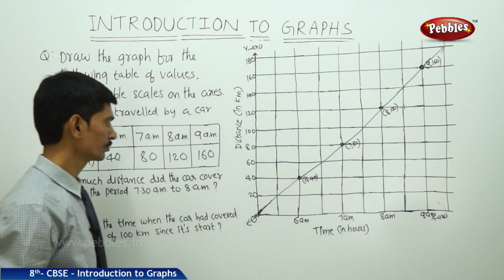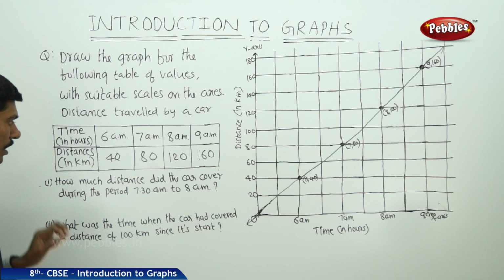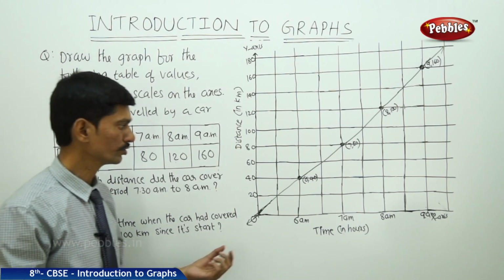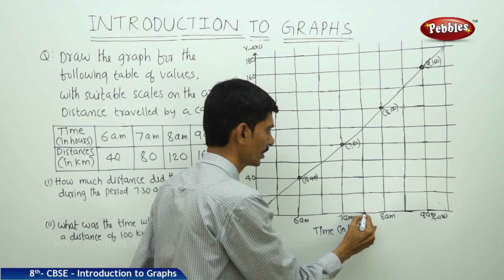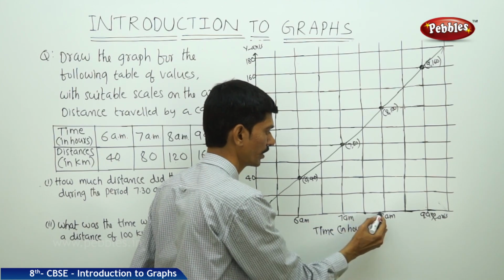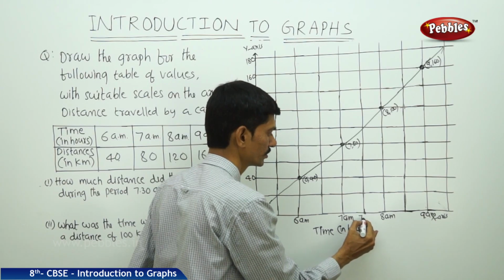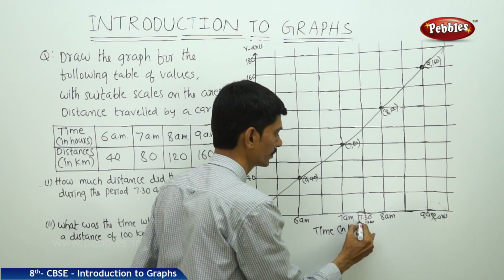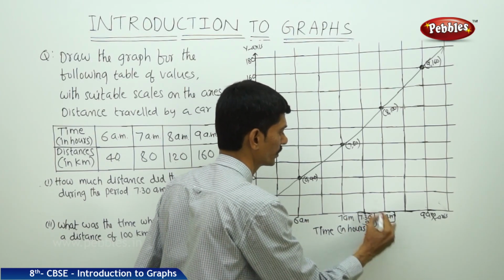Now there are two questions from this graph. How much distance did the car cover during the period 7:30 am to 8 am? Here the line between 7 and 8, the midpoint between 7 and 8, is 7:30 am. So between 7:30 am and 8 am, what is the distance covered by the car?